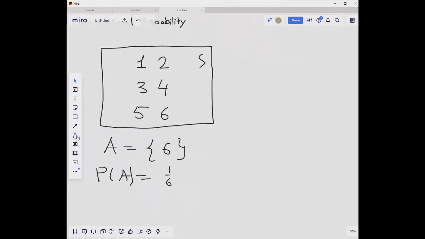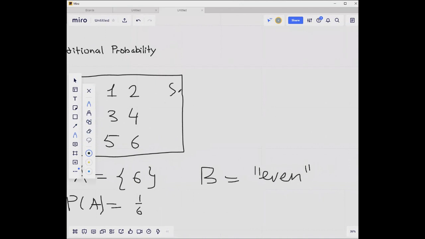Let's say that someone gave you an insight and told you that the number that occurred on your toss is an even number. Let's call event B the event of getting an even number on your toss. With this information, we might want to update the probability we are looking for. This information has the effect of shrinking our sample space. So we might want to move from our original sample space S into a new one. Let's call it S prime.